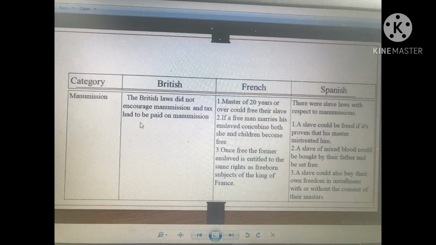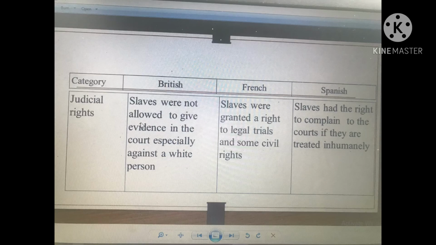Judicial rights. Did the slaves in any of these territories have judicial rights? The Spanish: the slaves had the right to complain to the courts if they were treated inhumanely. And for the French, the slaves were granted the right to legal trials and they had some civil rights. However, in the British territories, slaves were not allowed to give evidence in court, especially against a white person. So with the British, they had no judicial rights.